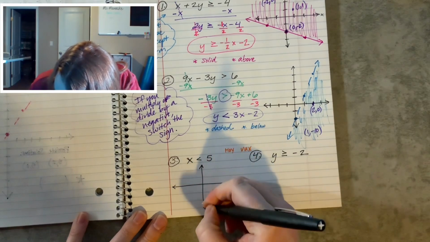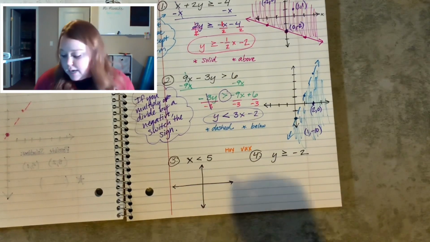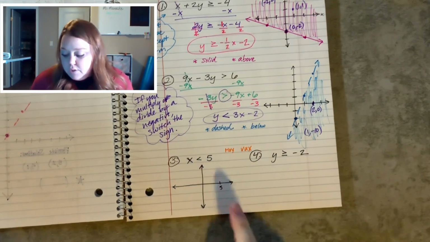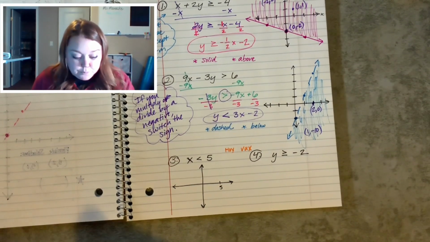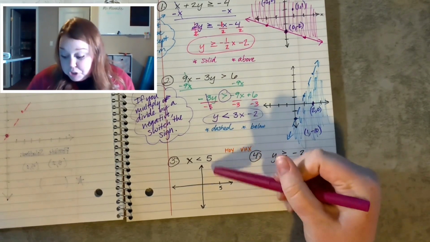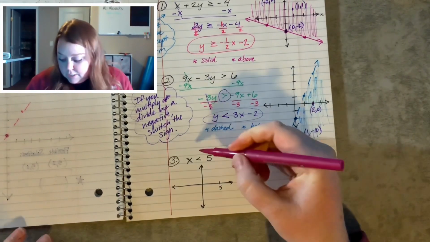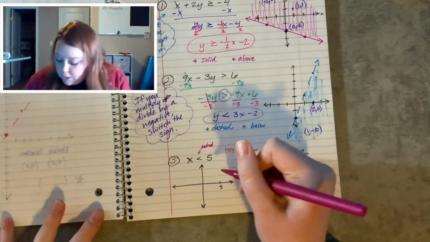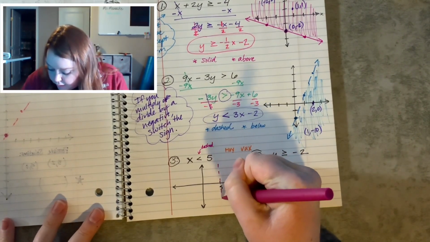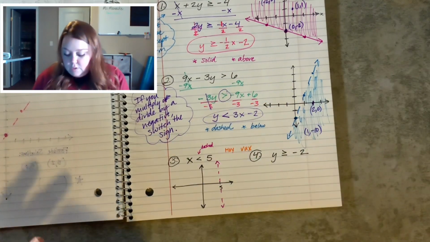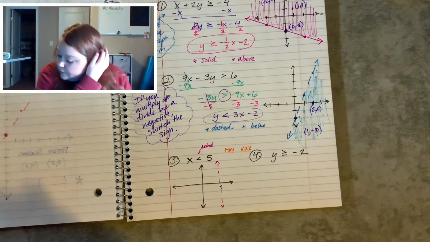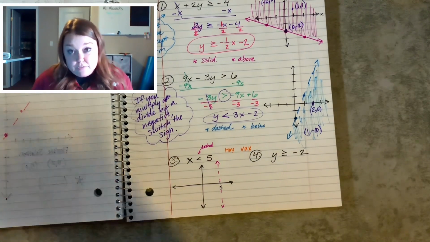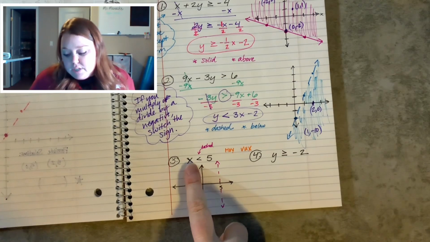These can just be sketch graphs, not super exact. That's fine. So I'm going to call that 5 right here. So we have a vertical line going through 5 on the x-axis. Should I do a solid line or dashed line? Dashed. It's not equal to. So you need a dashed vertical line going through the x-axis at +5. And then we do have to shade because we have to show all the possible solutions. So this says x is less than 5.